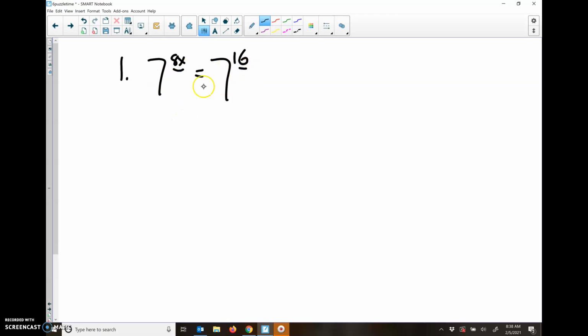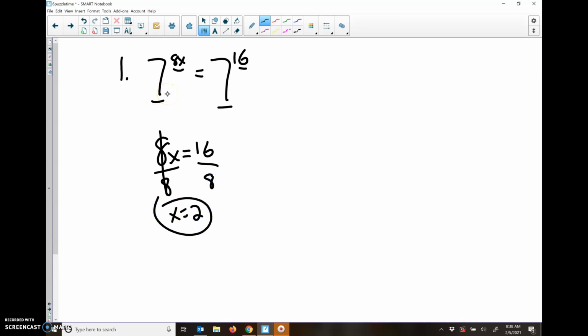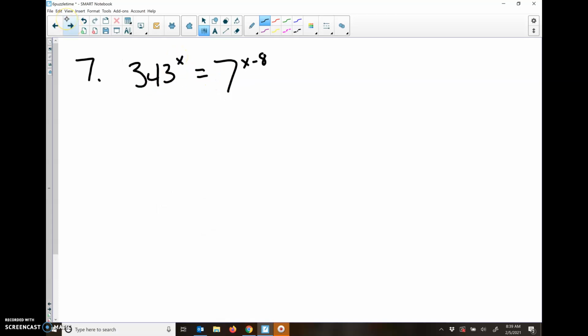So we really just care as long as the bases are the same. So 7 and 7, we're just setting the exponents equal to each other. So we have 8x equals 16, divide both sides by 8. So these are going to be the easier of the bunch, where we have the same bases, 7 and 7, so we set the exponents equal to each other.